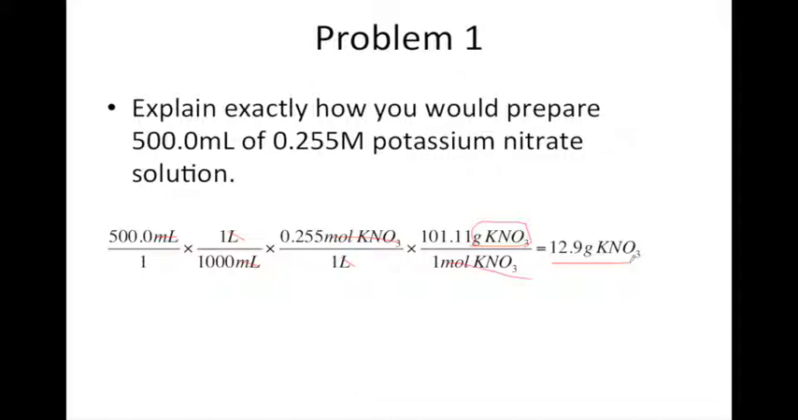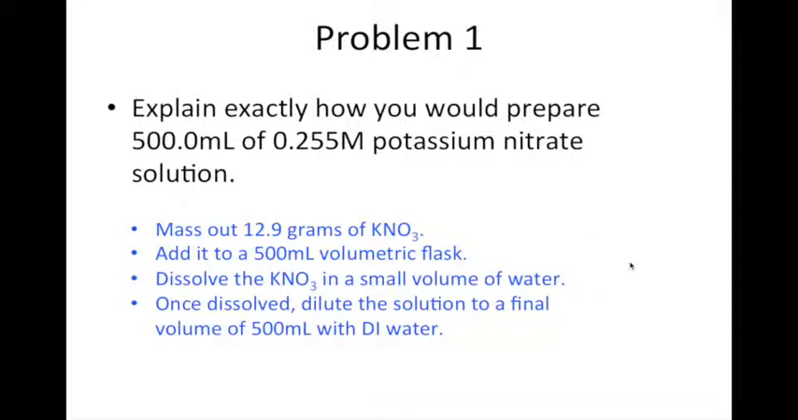So that's not your final answer though. If you just put that, that's incorrect. You have to describe how you would prepare it. So you would mass out 12.9 grams of potassium nitrate. You would add it to a 500 milliliter volumetric flask. Then you would dissolve the potassium nitrate in a small amount of water. And once it's all dissolved, then you would dilute it to a final volume of 500 milliliters with DI water.